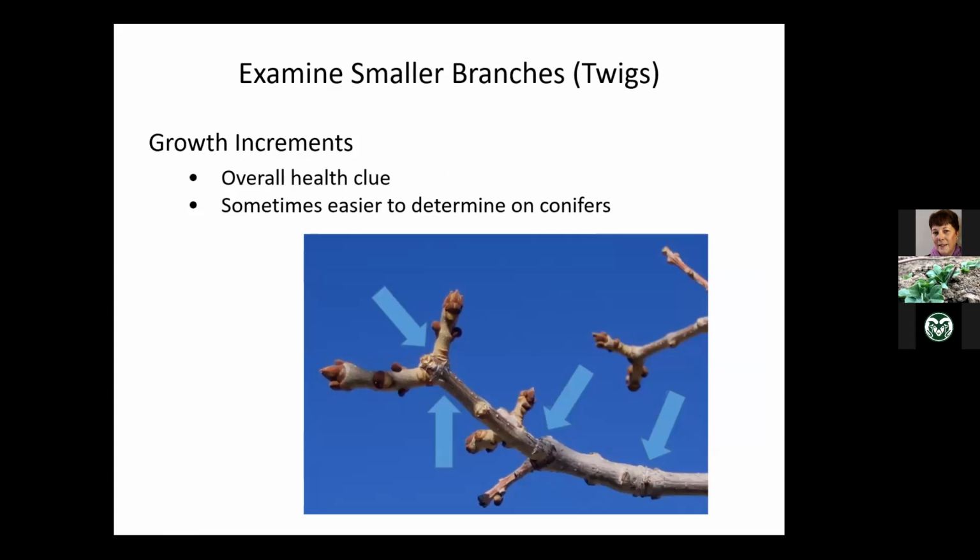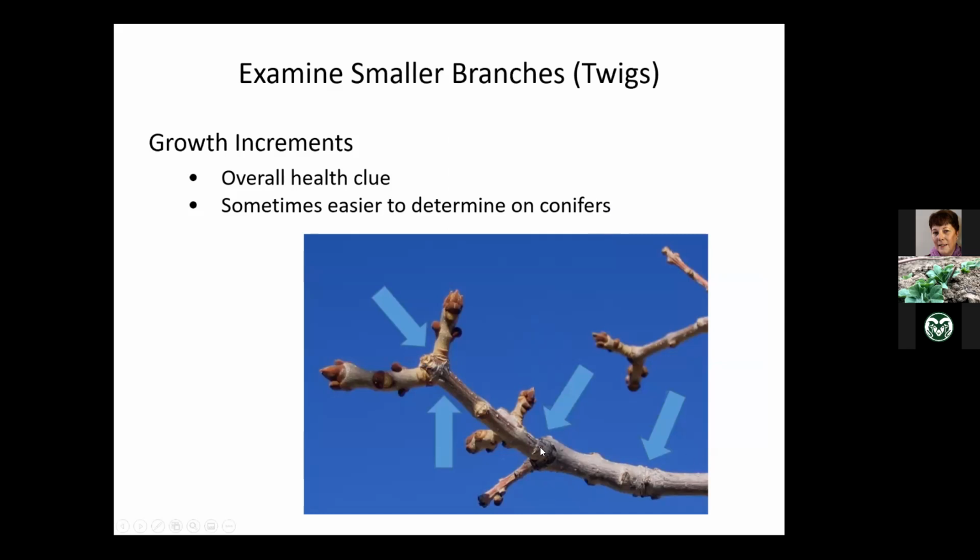When we look at our plants also, we want to look at growth increments. This is probably the easiest way to tell how a plant is growing. And it's a good overall health clue for the plant itself. So we're looking at these. This is on a deciduous tree, and you can see there's a growth increment here, growth increment here. There's another one here, and then we have one here.